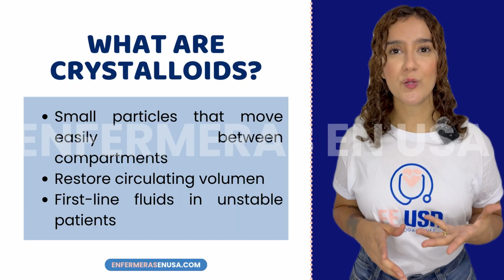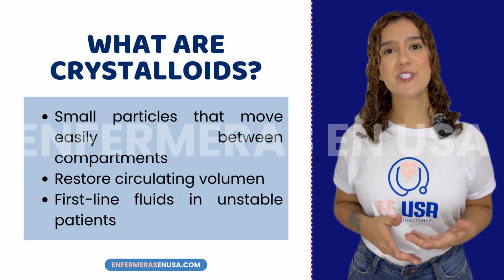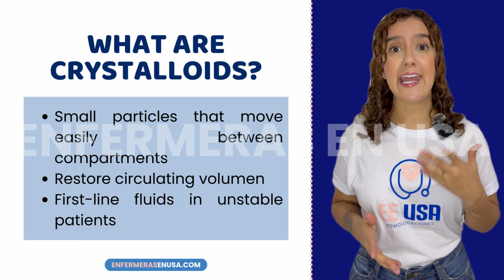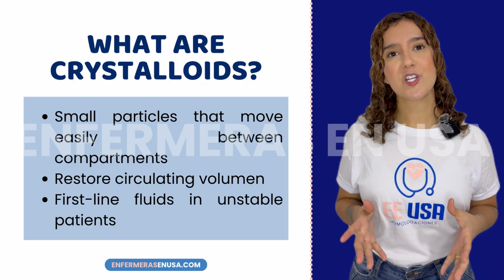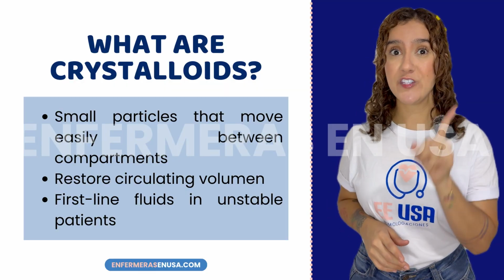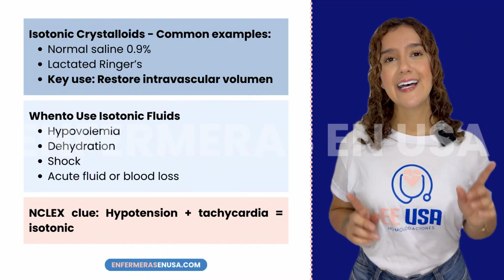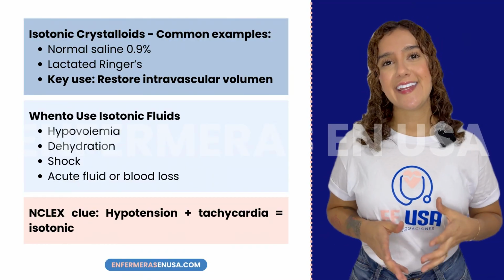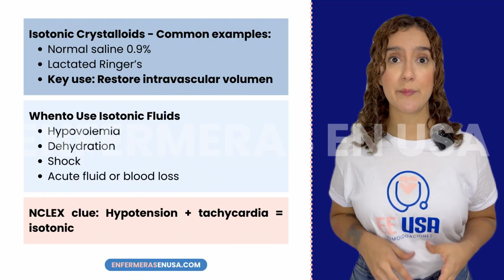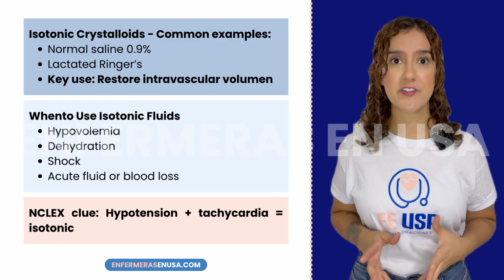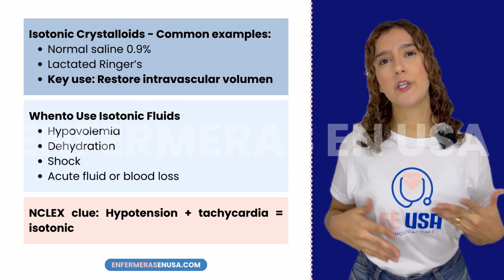Crystalloids are almost always the first step. They are solutions that move easily between compartments and help restore volume. When the patient is unstable, the NCLEX wants you to think fast. Isotonic crystalloids. These are the most common ones on the exam. Normal saline 0.9% and lactated Ringer's. When do you use them?